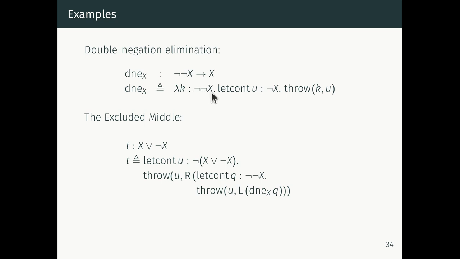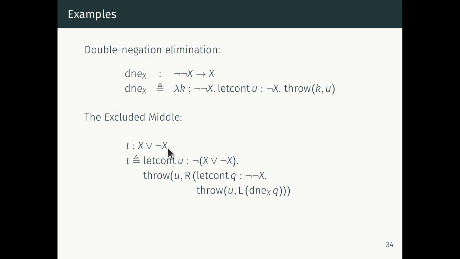And then what we'll do is we'll use letcont because we're trying to show x, and that will give us a variable of the type not x. And so we have a not x, and we have a not not x, and so we can throw this u of type not x to this k of type not not x. Similarly, we can give a term that has the type x or not x.